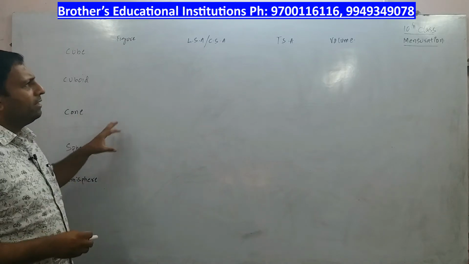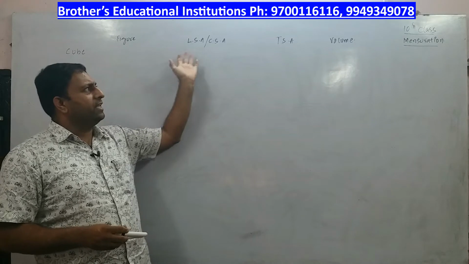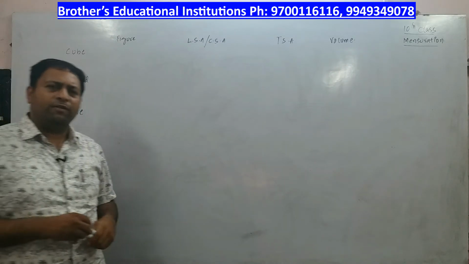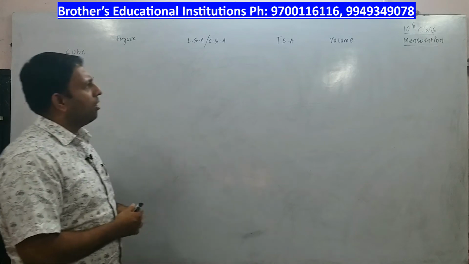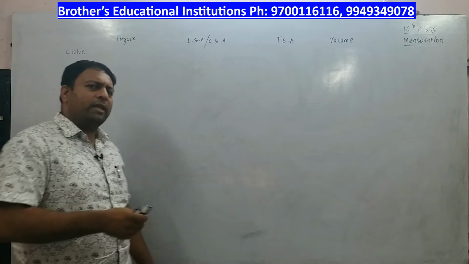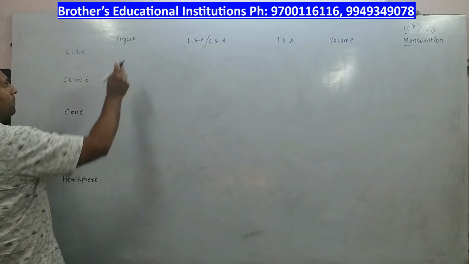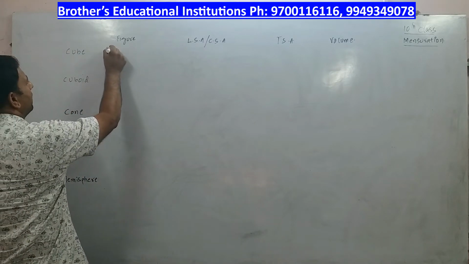You will be required to know the lateral surface area, total surface area and volume of these majorly 5 figures. So let me discuss and draw these formulas with you, and then we'll start doing problems related to these figures. Alright. So cube, you all know they are all 3-dimensional figures.